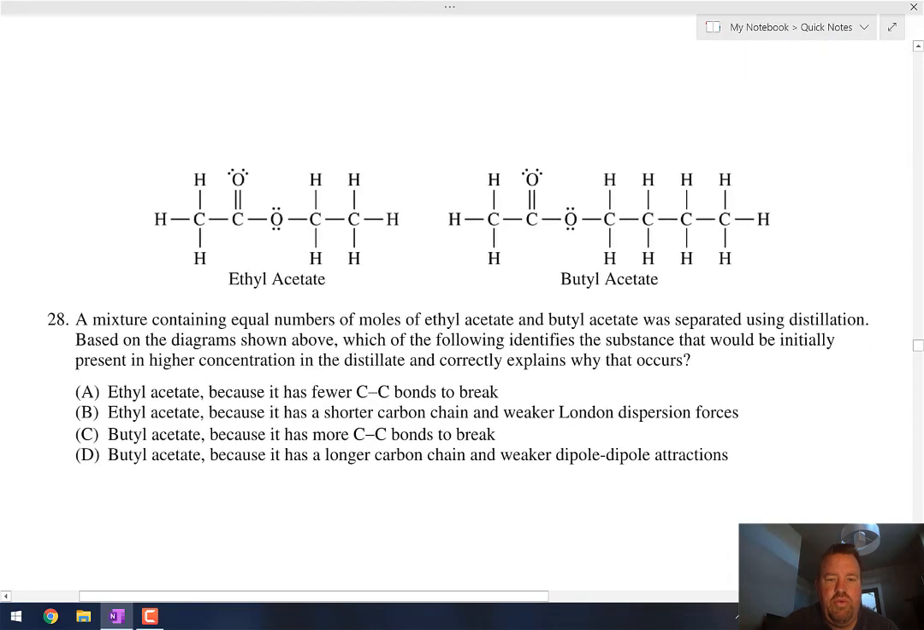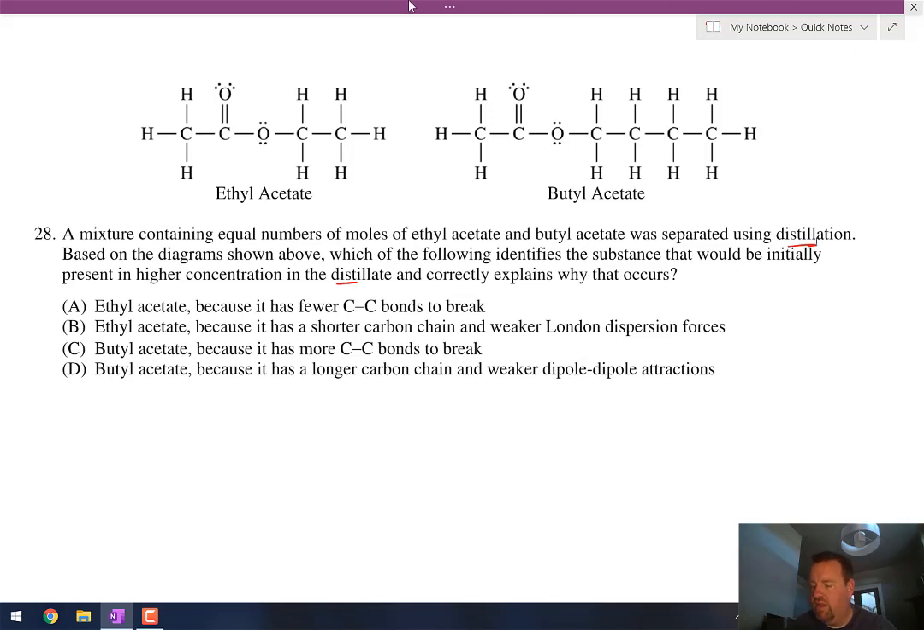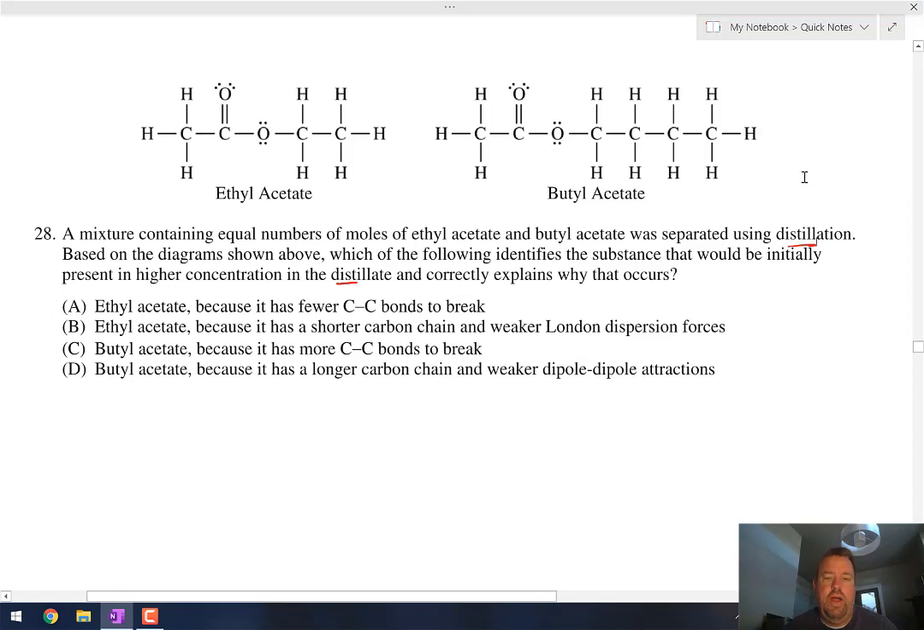Okay, question number 28 says a mixture containing equal numbers of moles of ethyl acetate and butyl acetate was separated using distillation. Based on the diagrams above, which of the following identifies a substance that would be initially present in higher concentration in the distillate and correctly explains why? Remember, the distillate is the gases that are formed when something is distilled. So the question is basically asking which of those breaks apart easier.